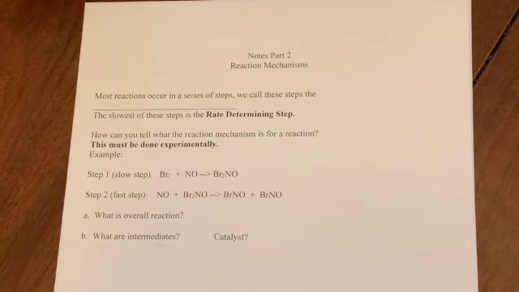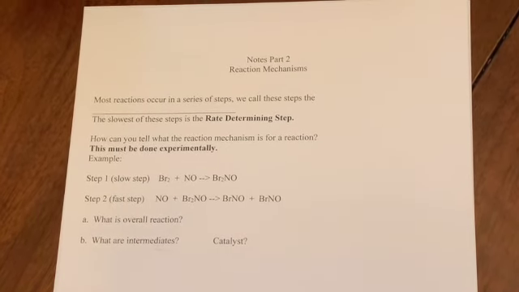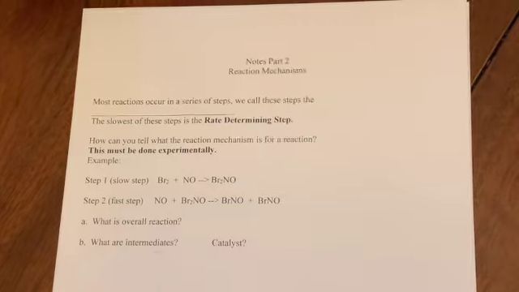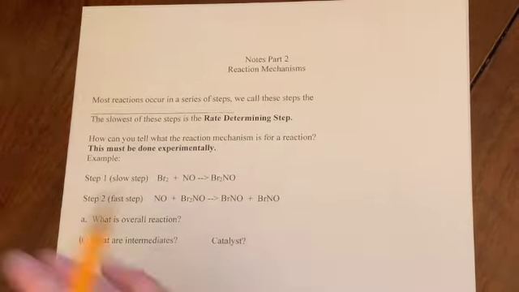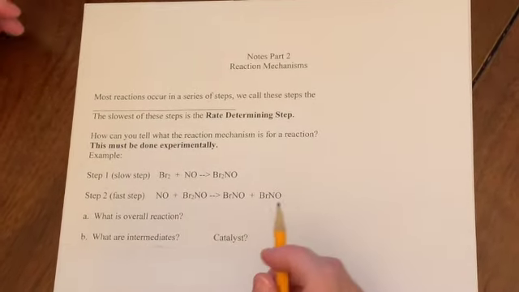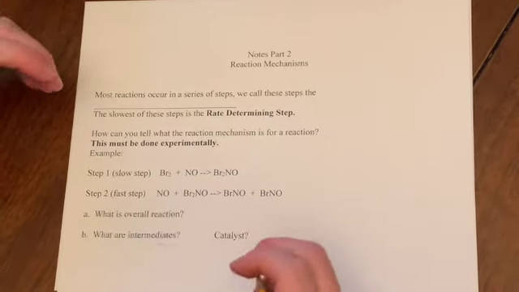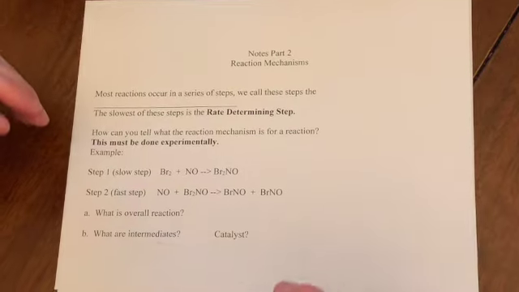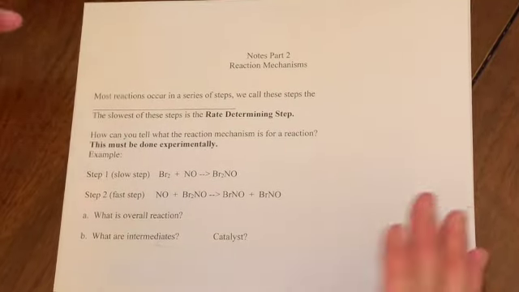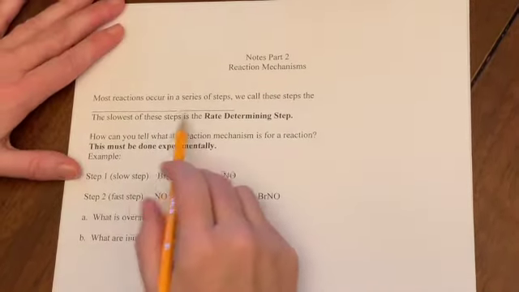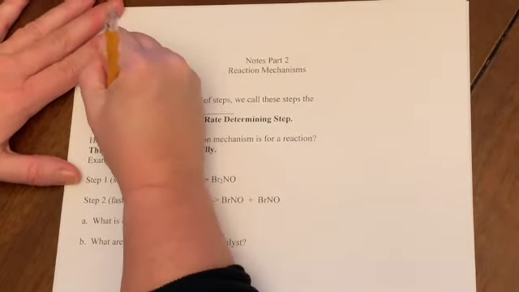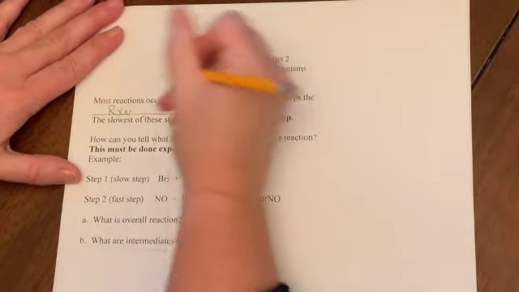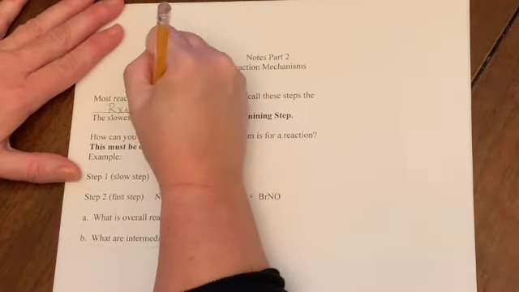All right, and in this set of notes, we're going to talk about what's known as a reaction mechanism. As I mentioned in Notes Part 1, many reactions occur in a series of steps. They don't just occur in one quick step. Some do, but most do not. This series of steps we call a reaction mechanism.